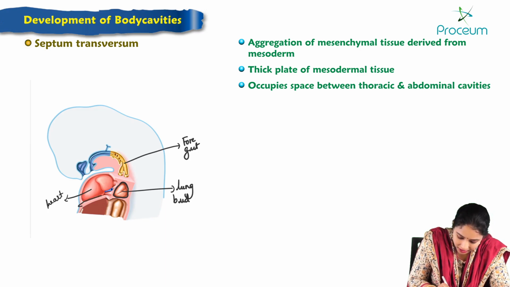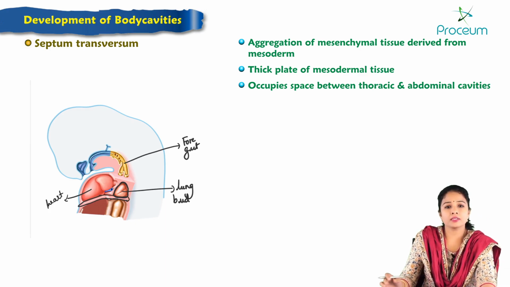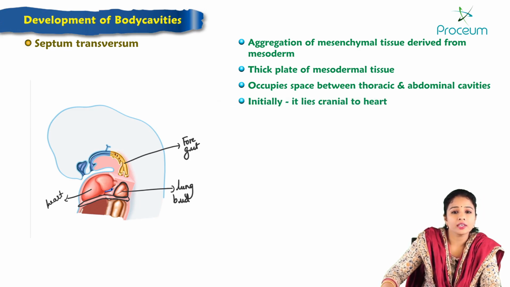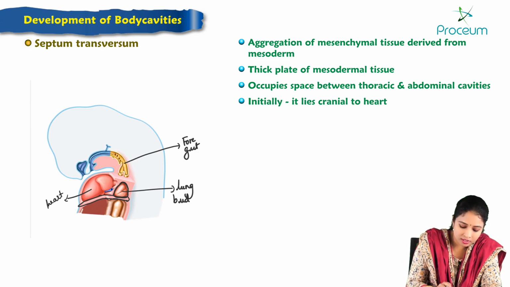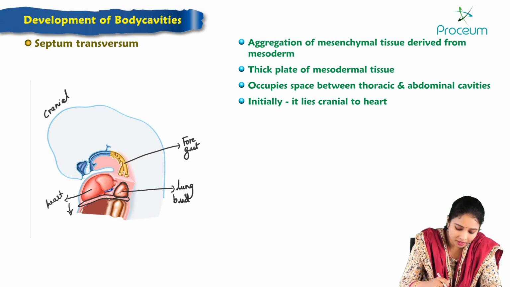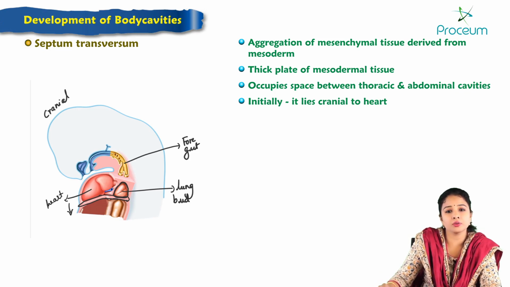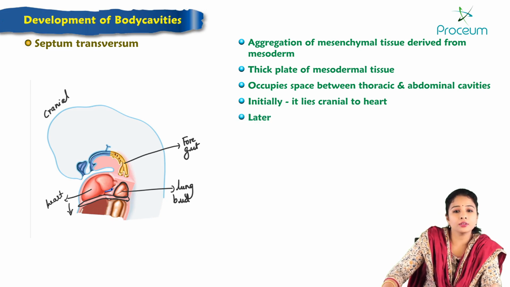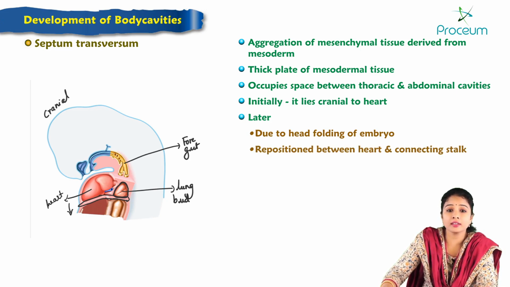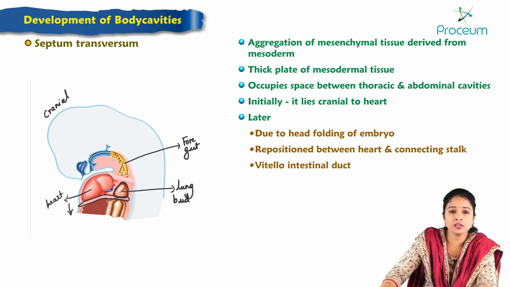So this partition that we are seeing here, which is developed from the surrounding mesenchyme and mesoderm, is the septum transversum. Initially, it lies cranial to the heart. So this is after the folding where we are seeing it caudal to the heart. This is the cranial end of the embryo. In the beginning, the septum transversum is cranial to the developing heart. But later, due to the head fold, that is the cranial folding of the embryo, it is repositioned between the heart and the connecting stalk, that is the vitellointestinal duct.